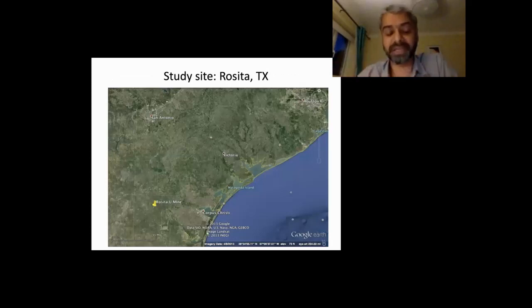So our study site is in South Texas. It's where this pin is. The name of the mine is Rosita Uranium Mine. For your reference, here is San Antonio. Houston is on the top right corner.